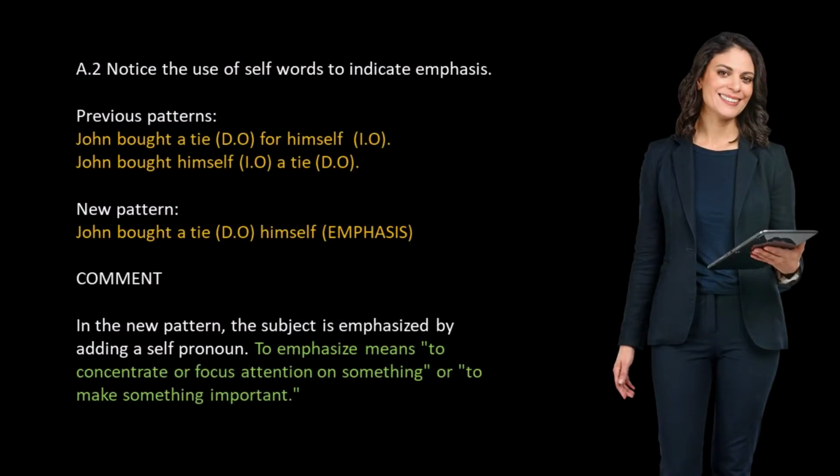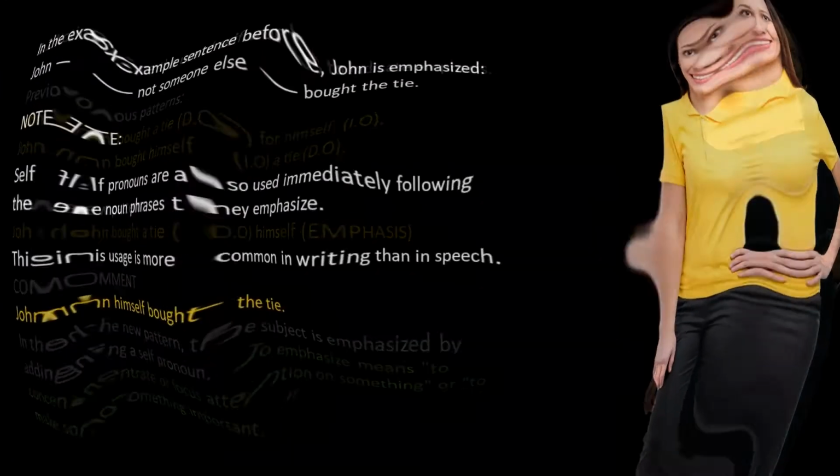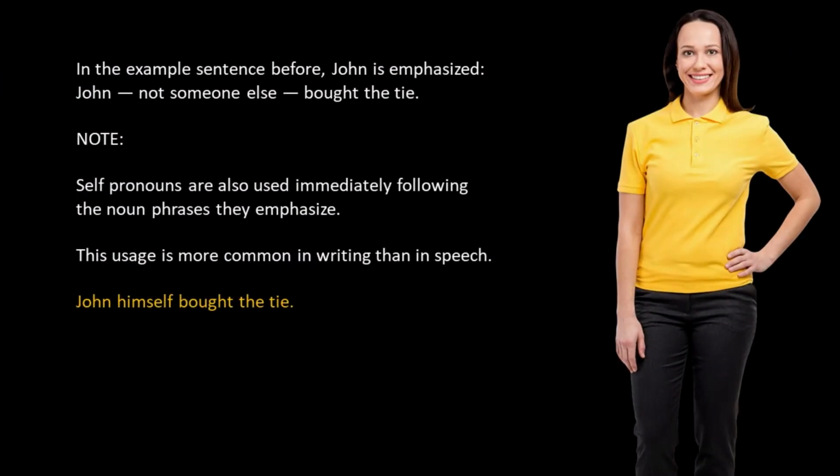You should notice the use of self-words to indicate emphasis. In the previous patterns: John bought a tie for himself. John bought himself a tie. In the new pattern: John bought a tie himself. In the new pattern, the subject is emphasized by adding a self-pronoun. To emphasize means to concentrate or focus attention on something, or to make something important. In the example sentence before, John is emphasized. John, not someone else, bought a tie.